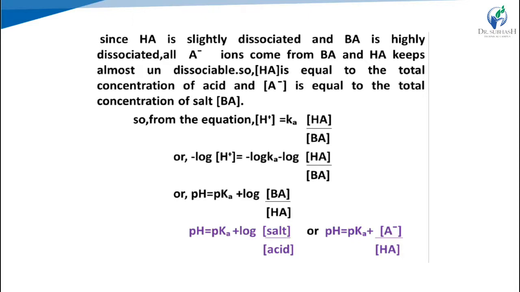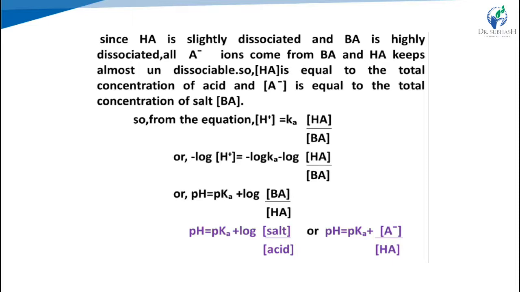Then we take the log of both sides. So log H plus is equal to log Ka plus log acid upon salt, or HA upon A minus. Then multiplying both sides by a negative sign, minus log H plus is equal to minus log Ka minus log acid upon salt. Now, by the definition of pH, pH is equal to the negative logarithm of the hydrogen ion concentration. So pH is equal to minus log H plus, and minus log Ka is equal to pK, the dissociation constant. So we can write down the equation for the Henderson-Hasselbalch equation.